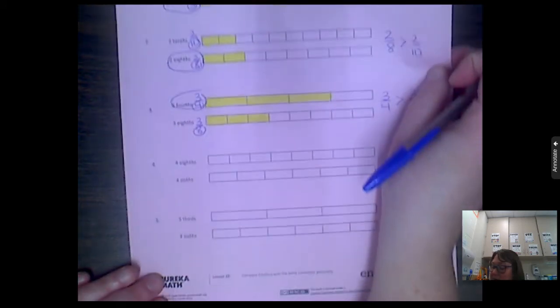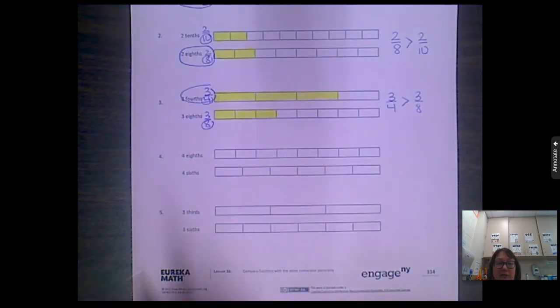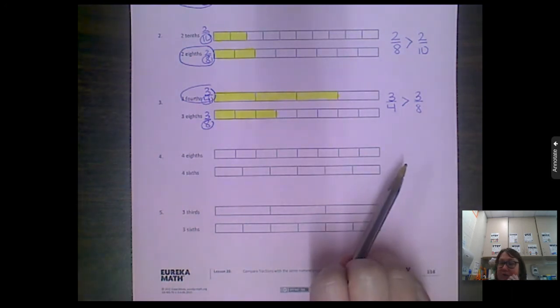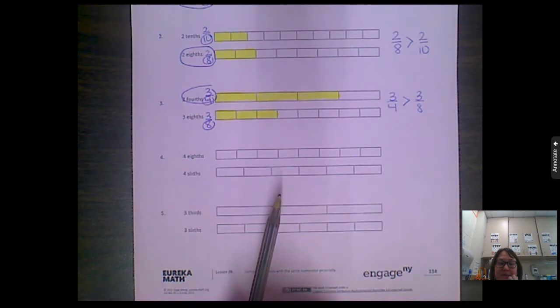Good. Why don't you pause it and finish up number 4 and 5 on your own. Don't just blindly color and circle. I want you to think about the denominators too. What do the denominators tell you about the size of the piece, okay? So go ahead and pause your video and finish 4 and 5. And don't forget, like I did, to write your comparing statements onto the right-hand side too, okay?